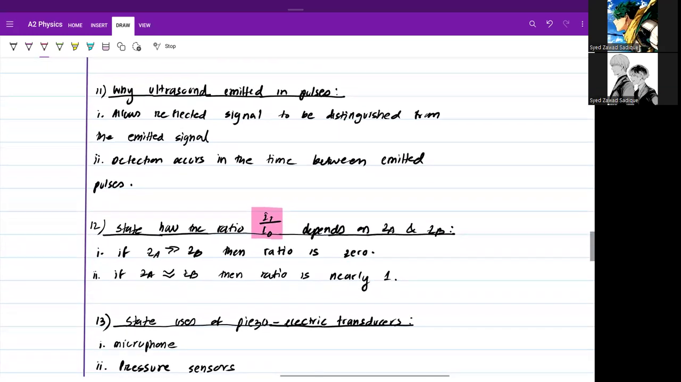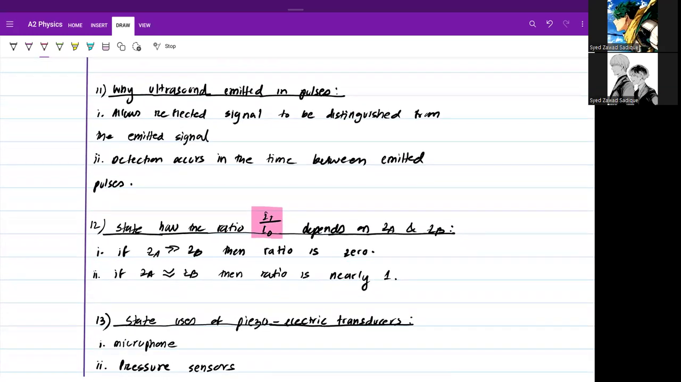So state how the ratio IT by I naught depends on ZA and ZB. If ZA is greater than ZB, then ratio is 0. If ZA is similar to ZB, then the ratio is nearly 1. Now, guys, do you see something confusing? The statement I wrote is opposite.